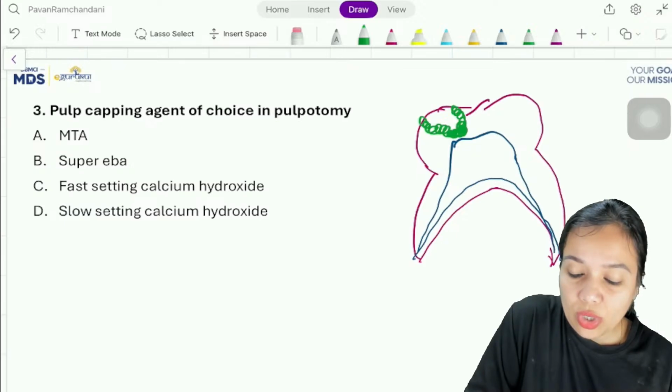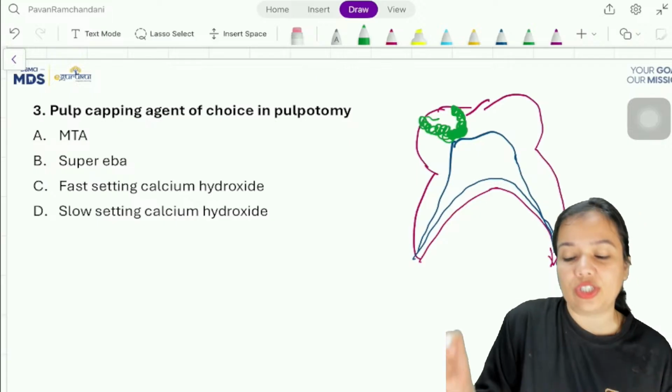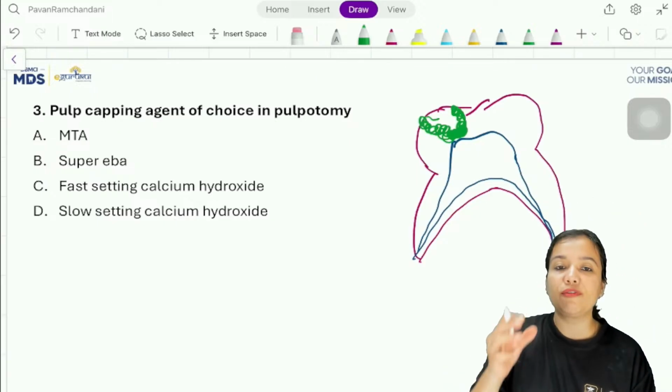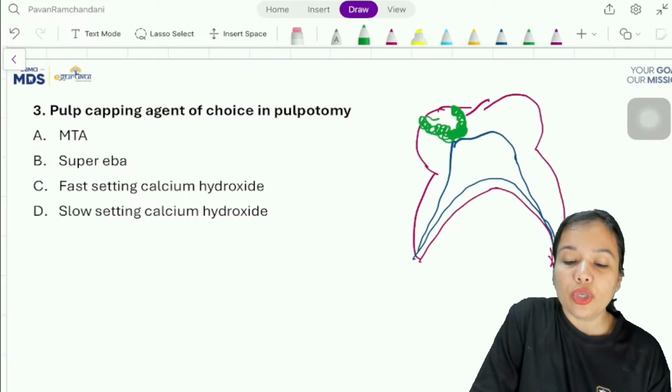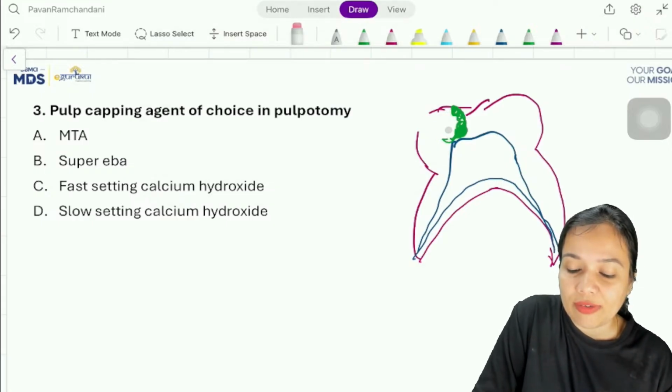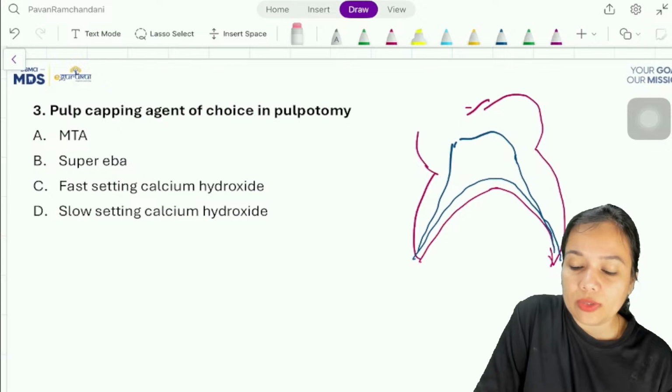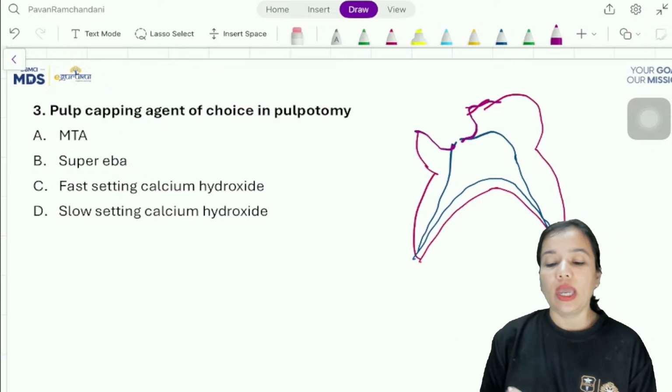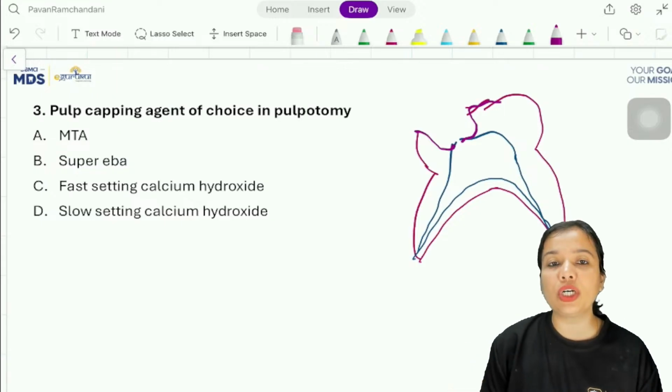Right? So the caries are just touching the pulp. Okay, they've just reached the pulp. So what do you do? You start excavating the caries. When you start excavating the caries, you have a little pulp exposure. So this is the pulp exposure that has happened. Okay, and now that there is pulp exposure, what do you do?